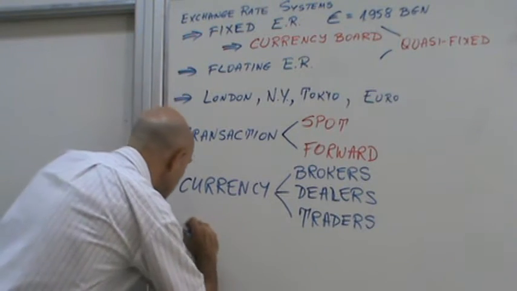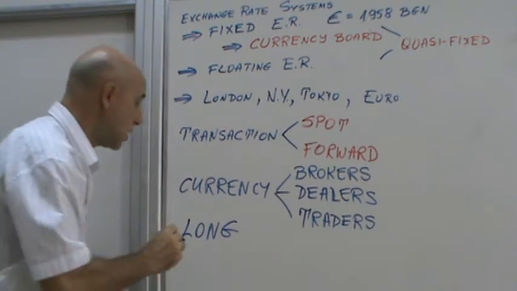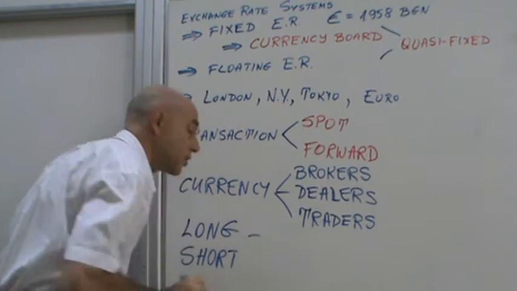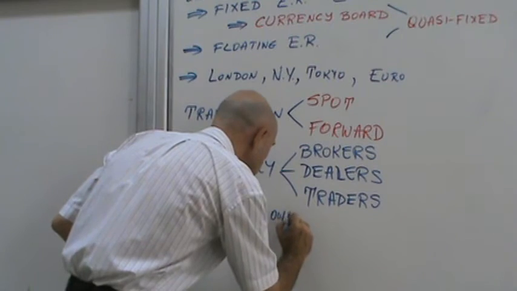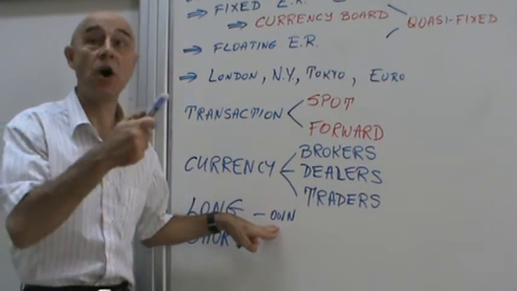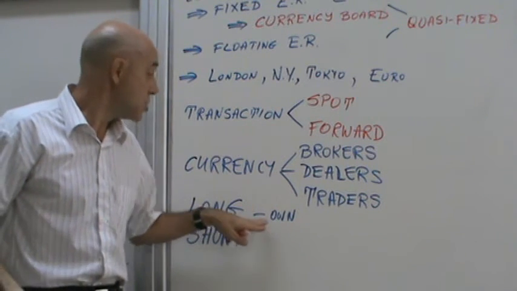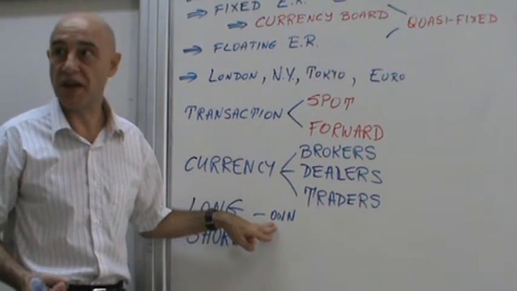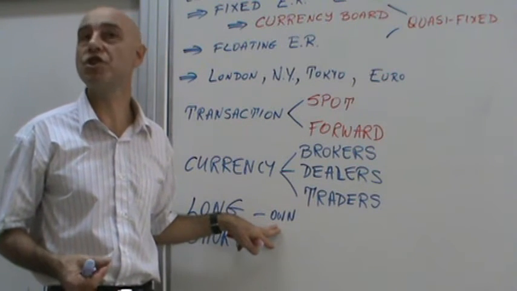Now, a currency position could be long or short. You know, long, you own the currency. You have the currency. If you're long dollars, it means you have dollars in your pocket or in your bank. You own it. When you're long, you profit, meaning in finance we say you gain, if the currency appreciates.